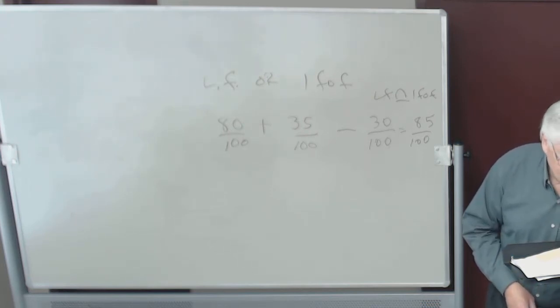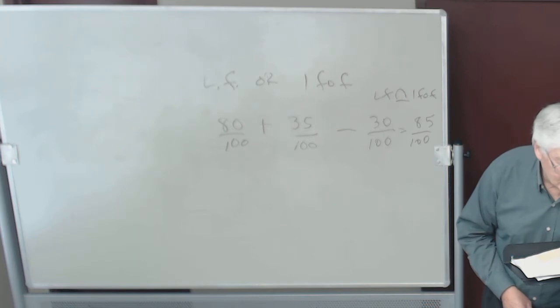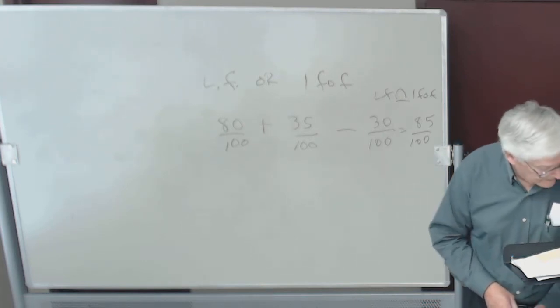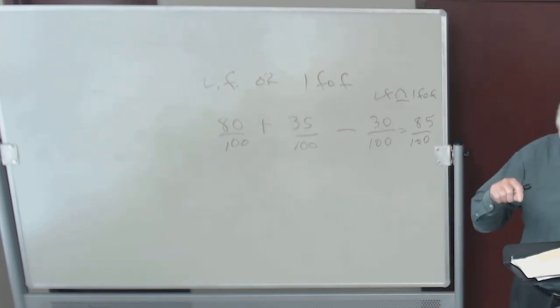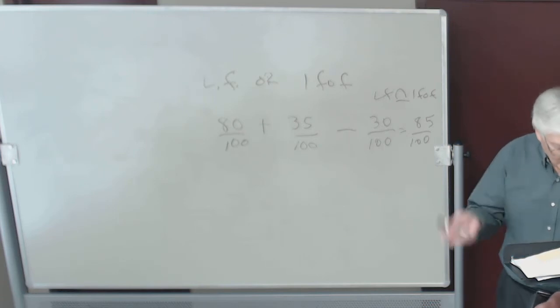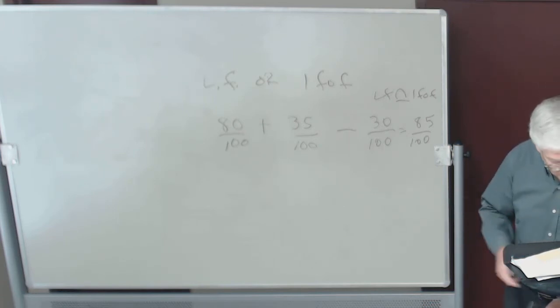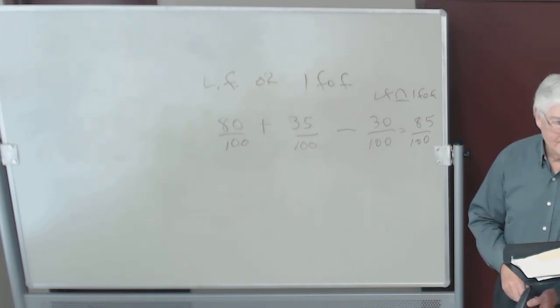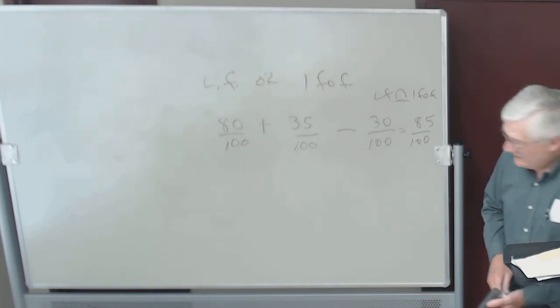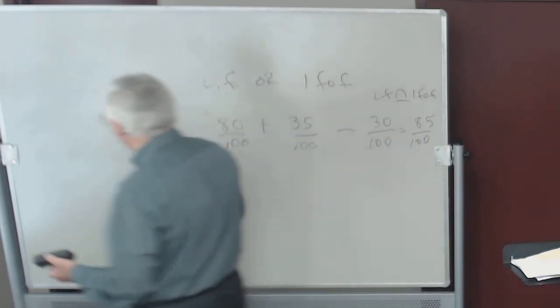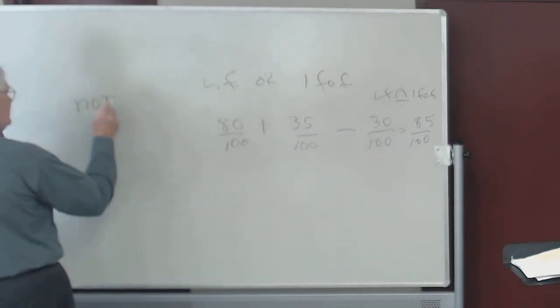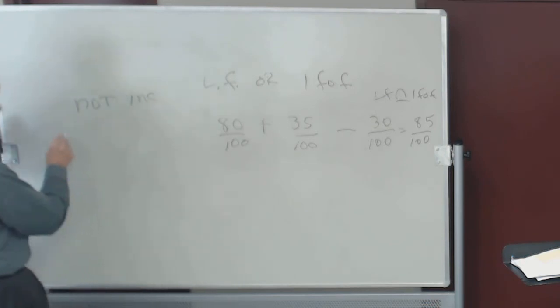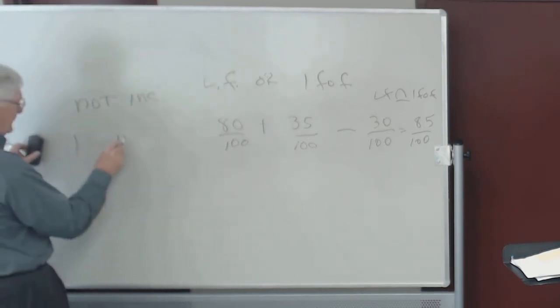Number 28, find the probability that a form was not filled out incorrectly. If it's not incorrect, then what would that make it? Correct. So what's the probability of correct forms? 65 out of 100. Okay? And if you took not incorrect, it would be 1 minus incorrect.